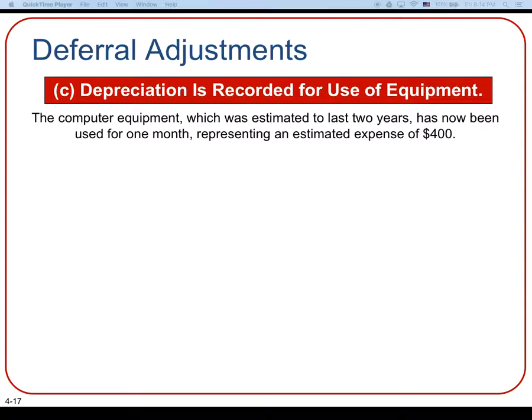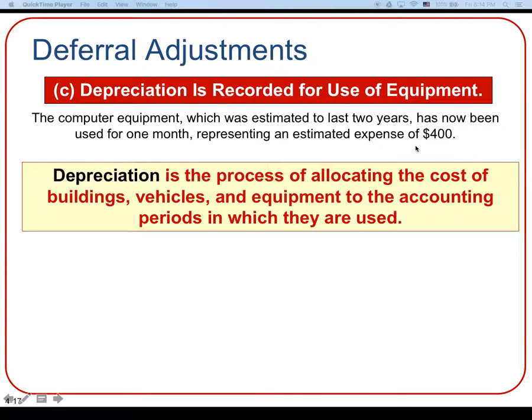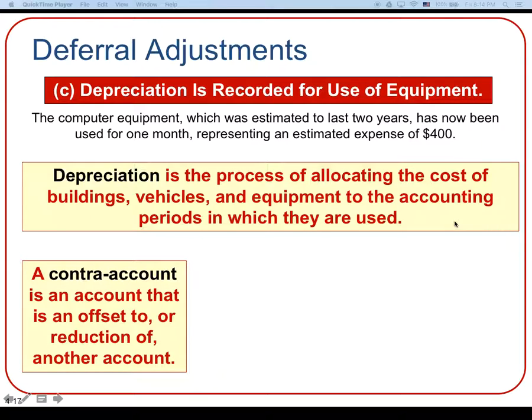Now you have already used it for a month. Once you use it for a month, you should have one month's worth of expense, right? Depreciation is the process of allocating the cost of buildings, vehicles, and equipment to the accounting period in which they are used. In other words, depreciation is the benefit of this whole capital item. We have to record it to expense as it exhausts its benefit.